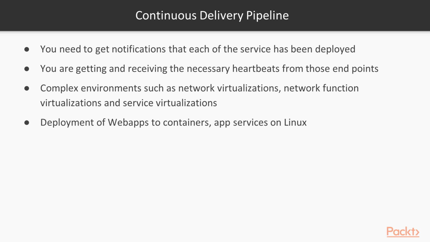So that could be that the microservices come online, that you're receiving the necessary heartbeat from those endpoints. And this is really important when it comes to things like Internet of Things, and also when you're dealing with really complex environments, especially network virtualization, network function virtualization, service virtualization. These are all tools and techniques that you may need in order to have this kind of scale and deal with deployment of web apps to containers, app services on Linux containers, or whatever it may be. There's now SQL for Docker.